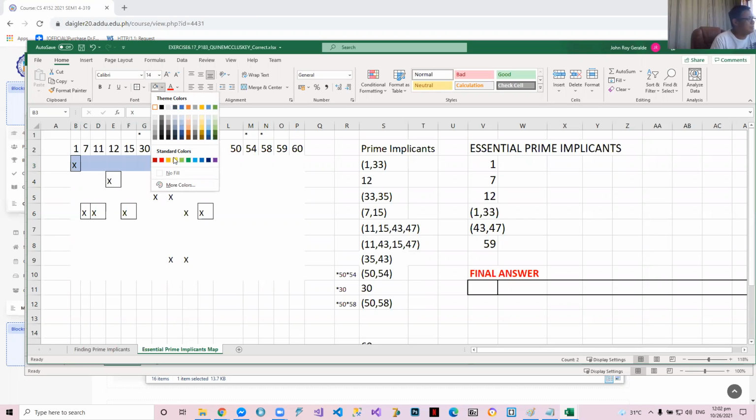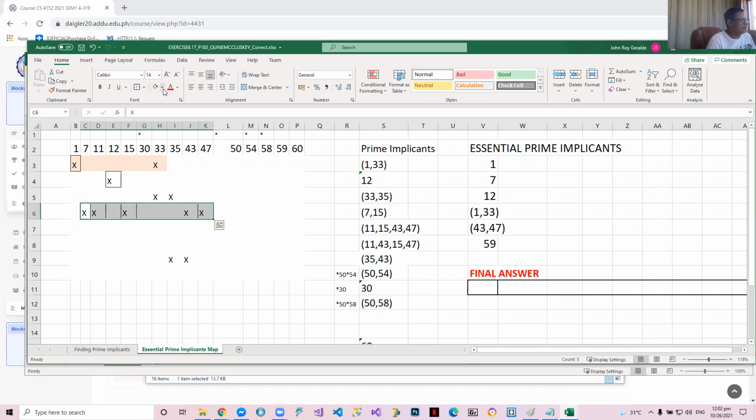So let's color this. Okay. Which means that 33 is covered. So this is now covered. This covers everything. Now, these are the essential prime implicants. So this now covers everything. Okay, covered na ito. Because there's a prime implicant there. Essential prime implicant. Okay, do you follow? So what are the prime implicants here? Ito.